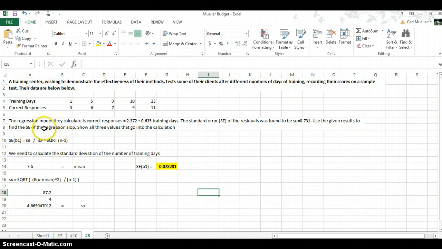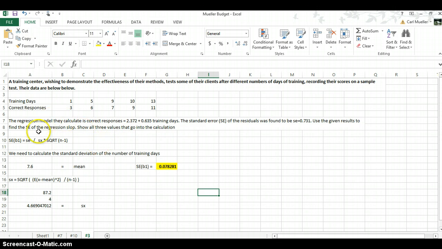So the question is, the regression model that calculates the correct responses is 2.372 plus 0.635 training days. The standard error of the residuals is found to be 0.731. Use the given results to find the standard error of the regression slope itself, the slope of this line, and show all three values that go into the calculation.